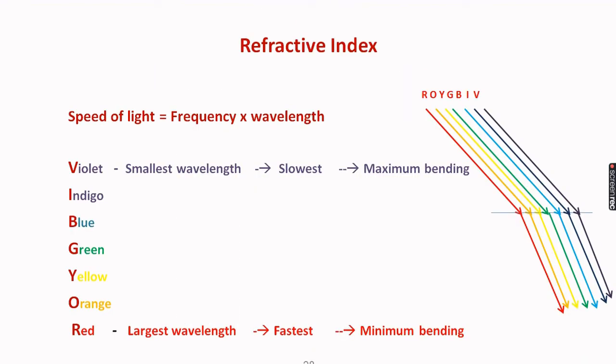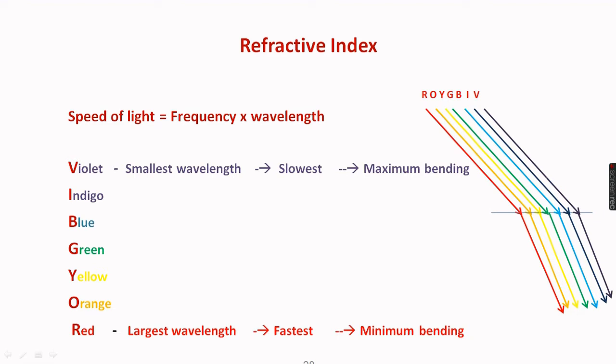Second factor, refractive index also depends upon the wavelength of light. In the previous video we studied this part in detail, that the white colored ray of the sun is made up of 7 colors, and all these 7 colors have different wavelengths. Out of those, red color has maximum wavelength while violet has the minimum wavelength. As a result, red color shows minimum bending and violet color shows maximum bending.